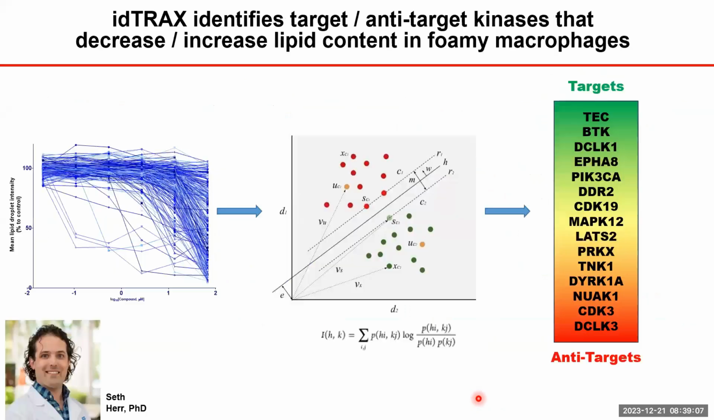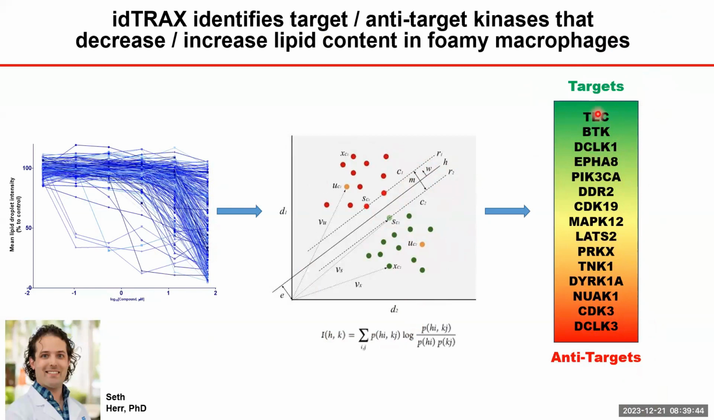And so we fed this. This is when Seth, who's currently in the lab, took over the project. Seth worked with Hassan in feeding this large data set into the IDTRACS algorithm. What was computed from the algorithm was a list of kinases that were predicted to be targets and anti-targets. Target meaning that these are kinases which, if you inhibit, it is predicted to reduce lipid content. And these are the kinases which, if you inhibit, are predicted to increase lipid content.